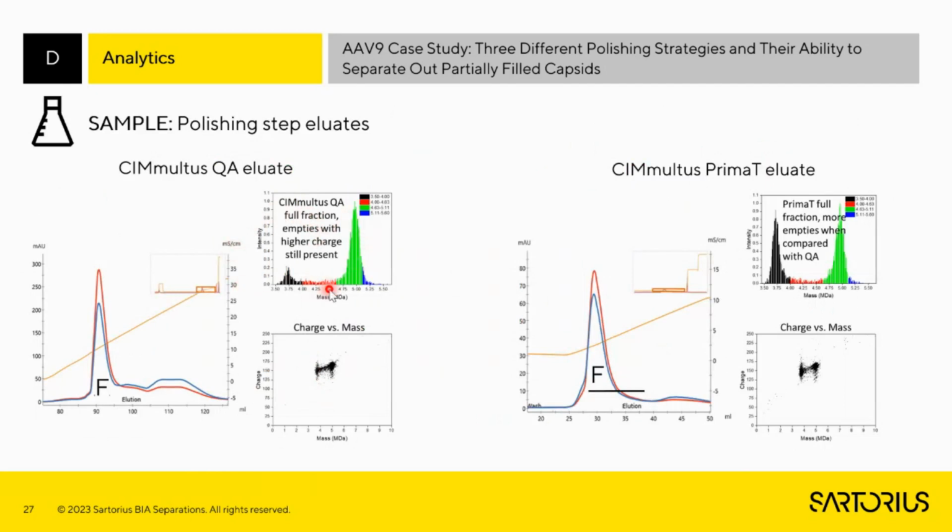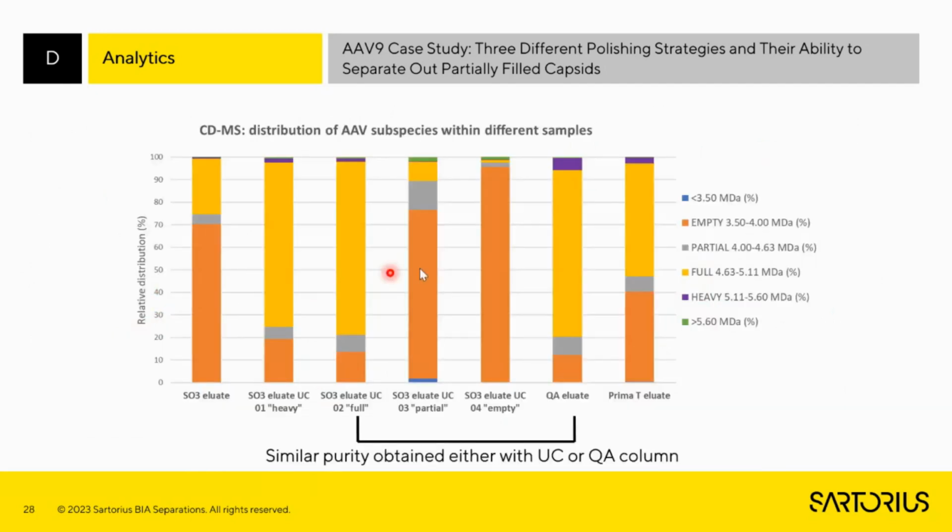If those graphs are then summarized in percentages and labeled, and we look at the full percentage, our full capsids, we see that the same purity with regard to full capsids is obtained by ultracentrifuge compared to the QA. So we have the same proportions of fulls, partials, heavies, and also a slightly higher percentage of heavies here in the QA. Prima T slightly lags behind, but this is due to the fractionation approach, where it wasn't as narrow as on the QA.